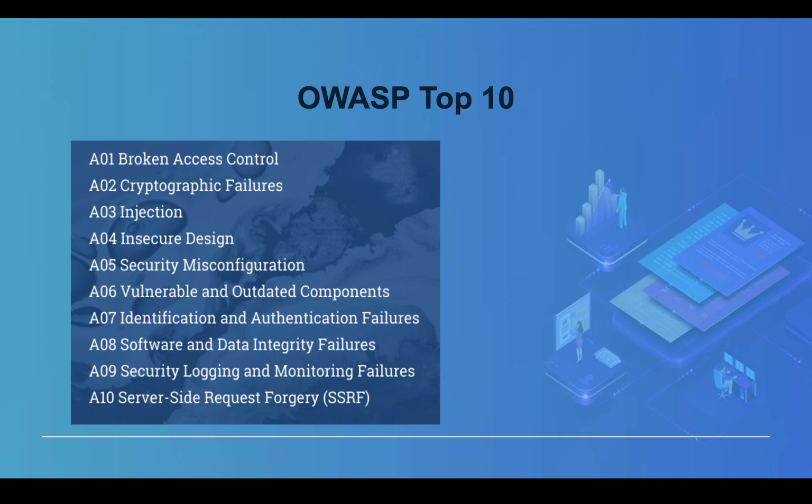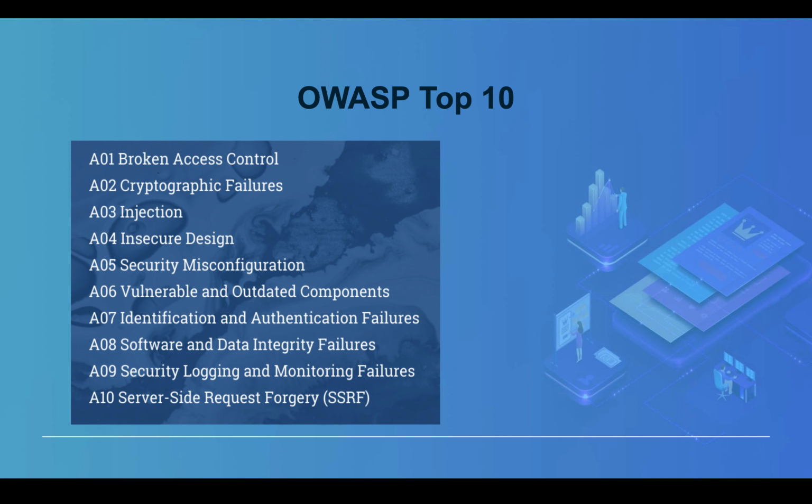Again, it has 10 different attacks. First one is A1 broken access control, second is cryptographic failure, third is injection, fourth is insecure design, fifth is security misconfiguration, sixth is vulnerable and outdated components, seventh is identification and authentication failure, eighth is software and data integrity failure, ninth is security logging and monitoring failures, and the 10th is server-side request forgery. So these are the 10 attacks which are being followed by every organization.